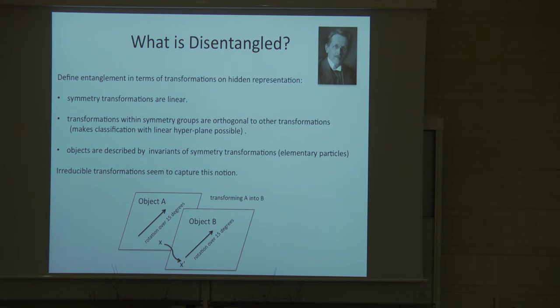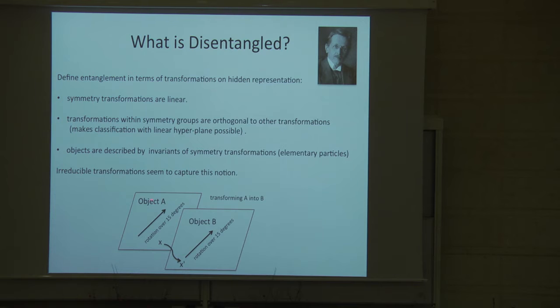Okay, so this is repeating what I just said a little bit. We really like a picture like this, where we have objects in the world, and every object is represented by a plane. And when we transform an object into itself through a symmetry transformation, we really like that to be a linear transformation, something very simple.